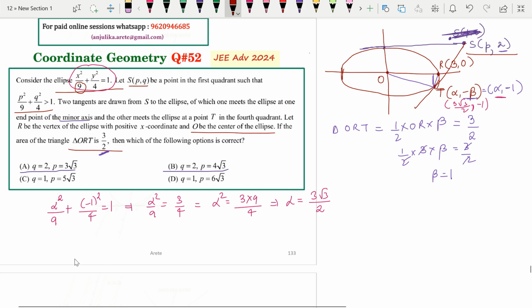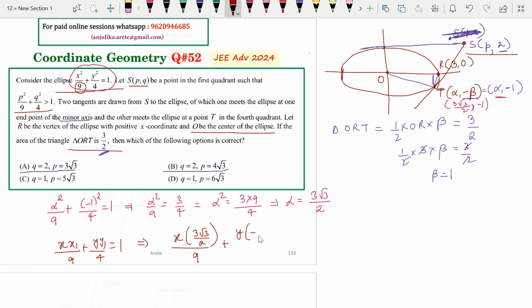So how do you write the equation of a tangent? x x1 upon 9 plus y y1 upon 4 equals 1. What is x1, y1? The point at which you are drawing the tangent. So let's plug in the point. Alpha and beta are on that line. We just got alpha, so this is this plus y, and beta was negative 1, upon 4 is equal to 1. This is the equation of the tangent. Now what do I do? Just plug in S, P comma 2, on this. This point is on that tangent, so it should satisfy that equation.